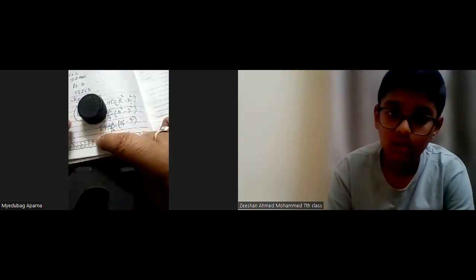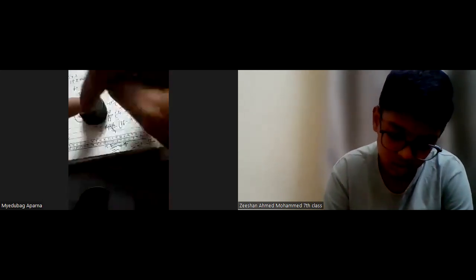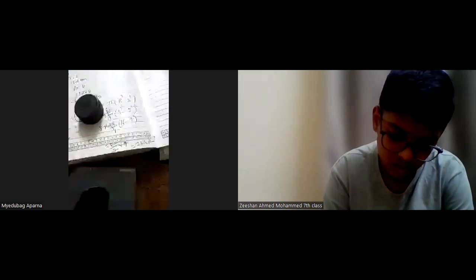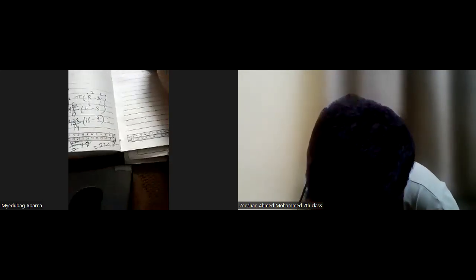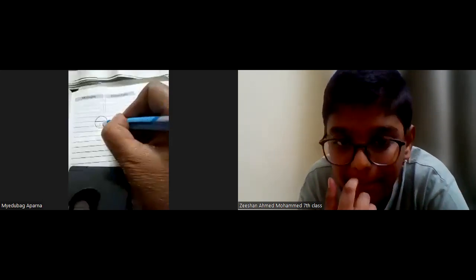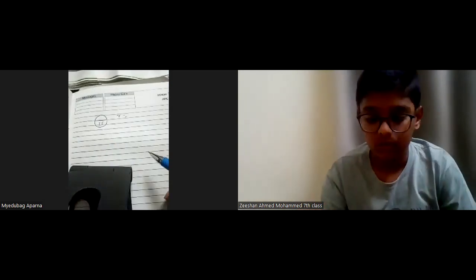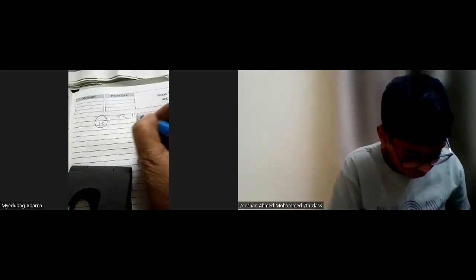Saima wants to put a lace on the edge of a circular table cover with the diameter. What is the diameter? The diameter is 1.5 meter. But the diameter we can't use. Total diameter is 1.5 meter, but what do we have to take? We have to take the radius, 1.5 divided by 2. What is the answer?